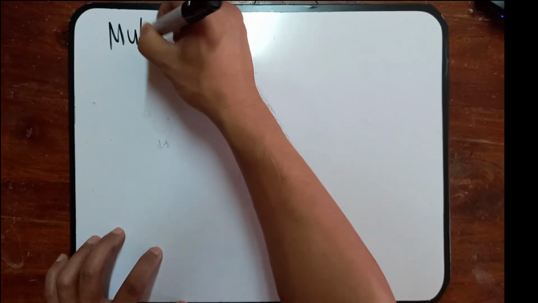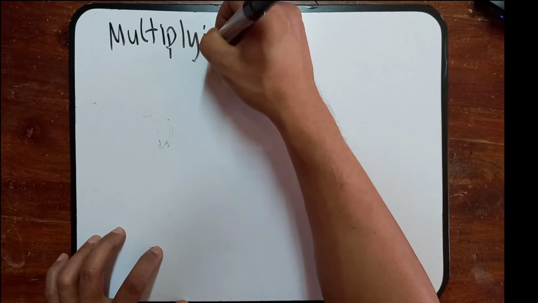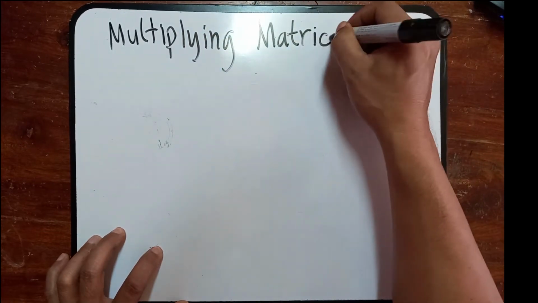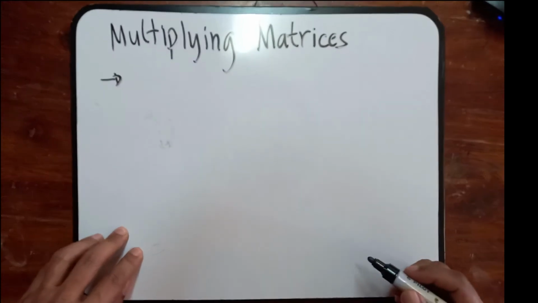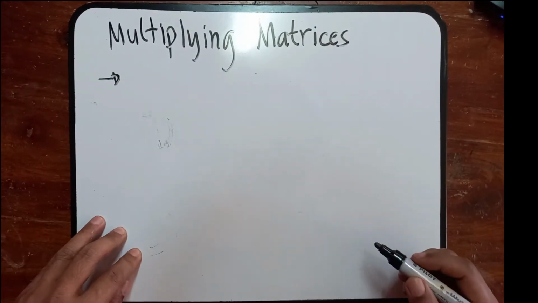In this lecture, we are going to try to solve multiplication of matrices. Before we can do that, we have to follow some rules in order for us to determine whether the given matrices are possible to solve or not. This is the rule that you must always remember before you multiply matrices.